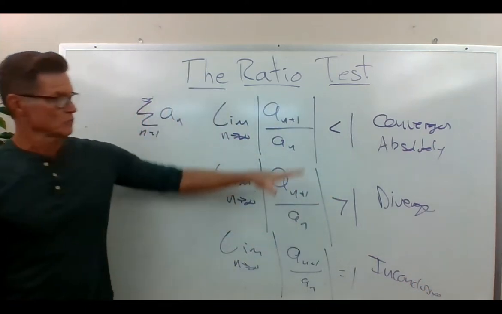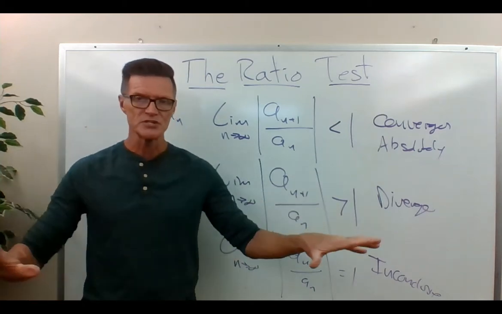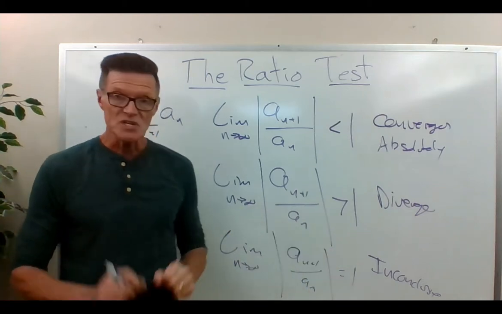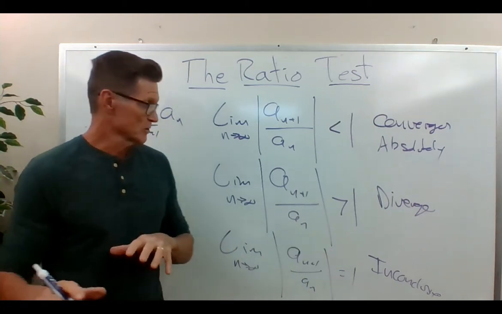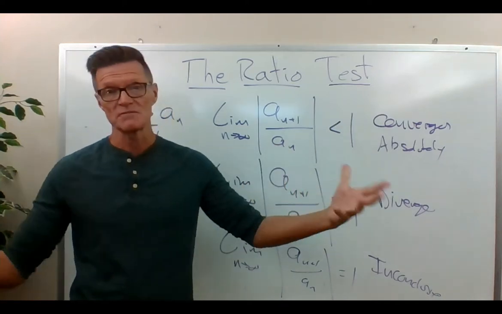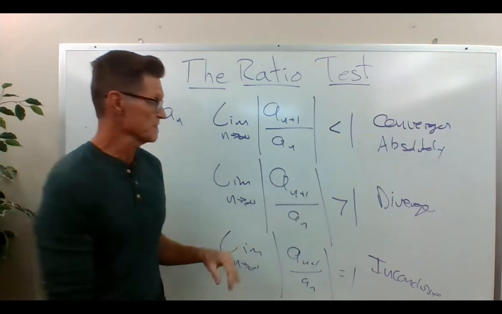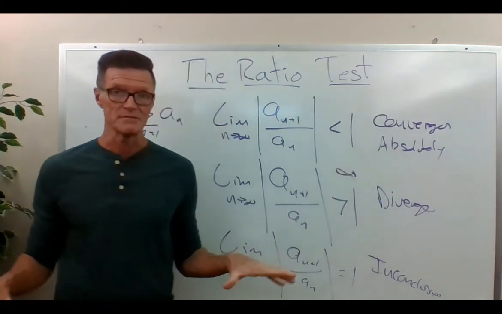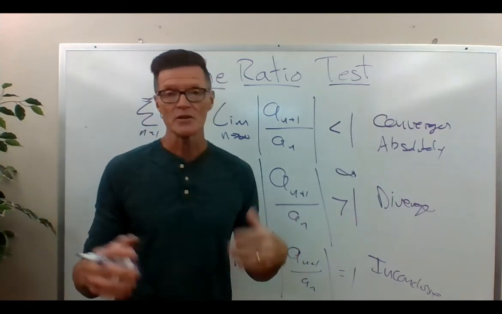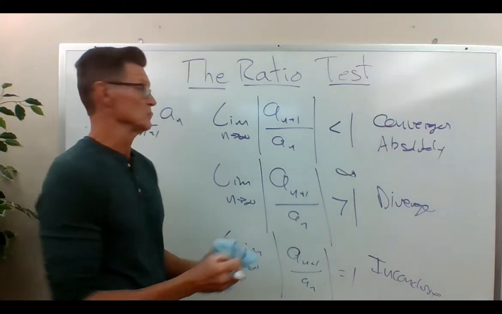All right, so less than 1 converges absolutely, greater than 1 diverges, and there's no need to do the alternating series test or anything. And if it's equal to 1, it is inconclusive. When I say greater than 1, I'm also including infinity, because infinity is greater than 1. So if the ratio is greater than 1 or infinity, it will diverge. And that is the ratio test. Now there are some tricks to doing the ratio test, so I'm going to do a couple of quick examples.